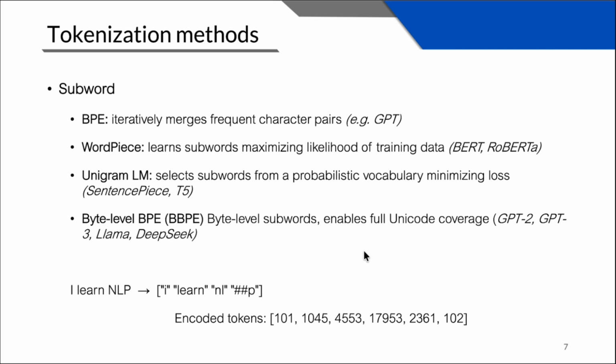We also have byte-level BPE, which is similar to BPE. However, it operates on bytes, so it's byte level, not character level, and it enables full Unicode coverage. It's applied in GPT-2, GPT-3, Llama, DeepSeek, and even GPT-4 has a kind of hybrid mode, but mainly it's byte-level BPE. That's why you can see that it handles emojis very well.